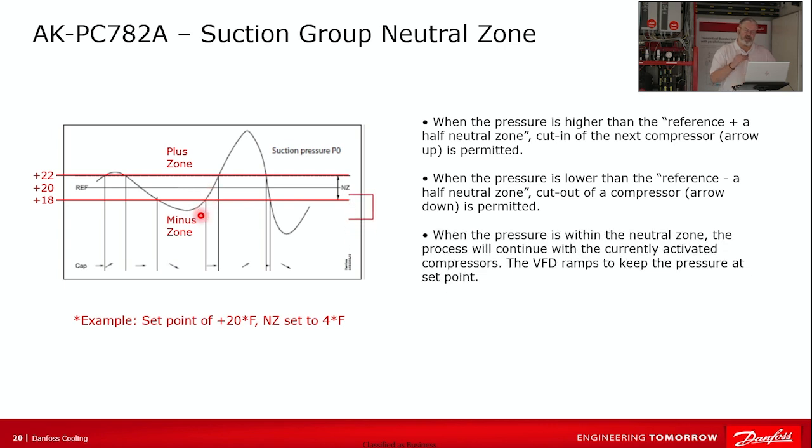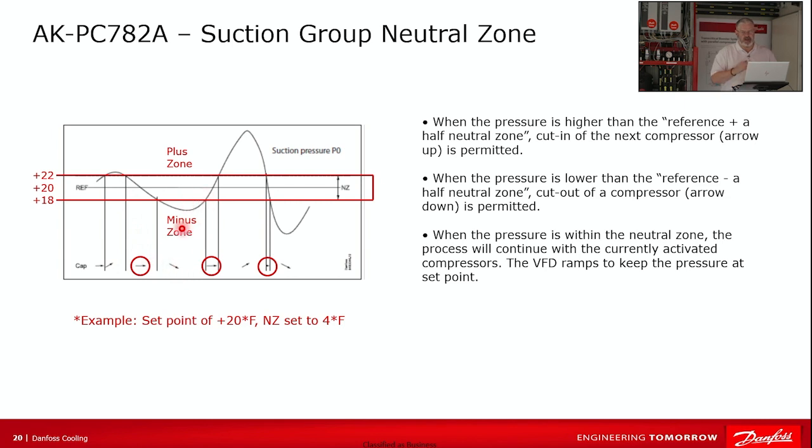When you're not turning something on or off, that's when you're actually within the neutral zone, which means you're no more than 2 degrees higher or 2 degrees lower than the set point that you define. And when you're in the neutral zone, you use the VFD to maintain capacity. So you ramp that between 30 and 60 hertz to keep you at temperature. And then there's a little highlight to show that here we're just moving, no call for going up or staging down.